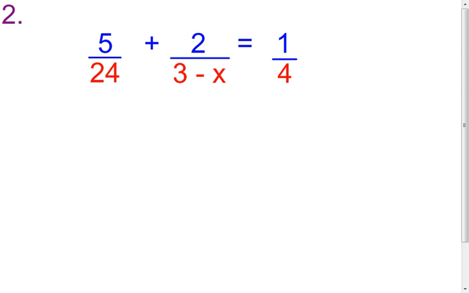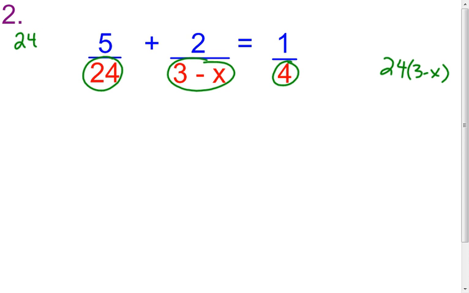All right, here again, this is pretty similar. But if I look at my common denominators, I have 24 and 4. When I compare 24 and 4, my common denominator is 24. And then I have this other term here, which is 3 minus x. So my common denominator is 24 times 3 minus x. And so that's what I will multiply everything through by, 24 times 3 minus x.